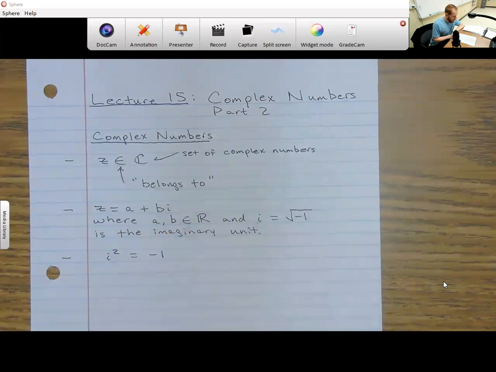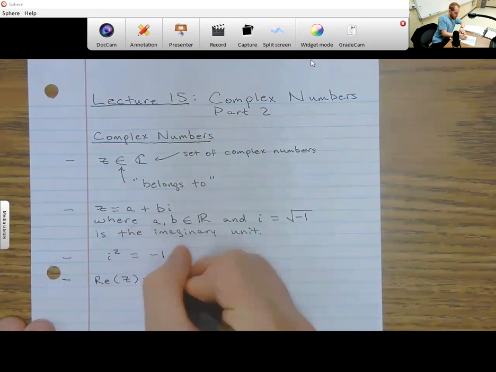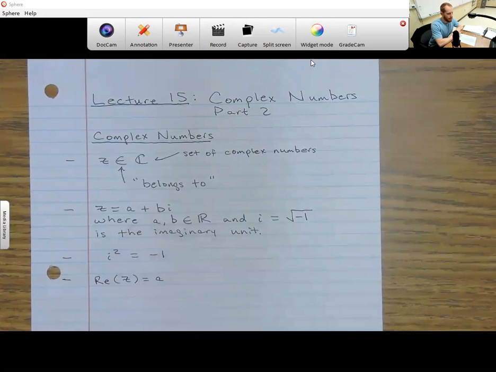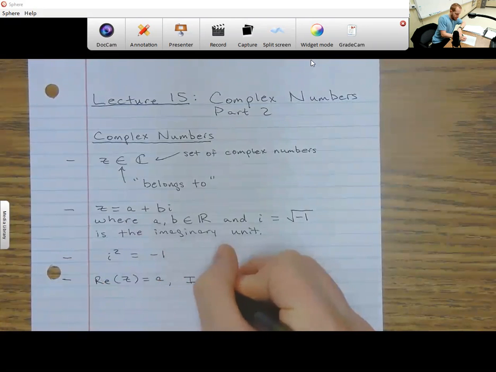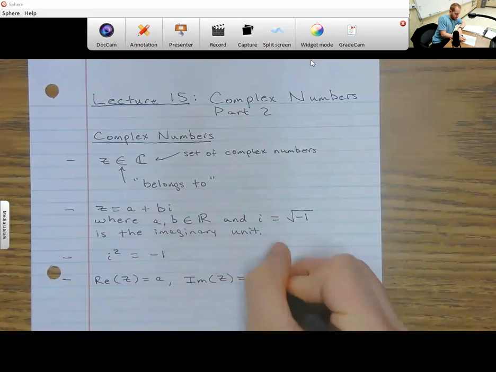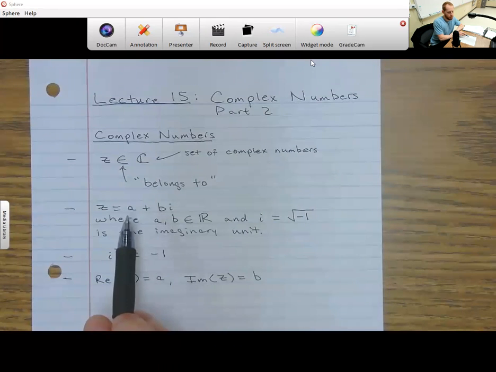Okay? Now, we also learned that complex numbers have a real part and an imaginary part. So let's talk about that a little bit now. All complex numbers have a real part and they have an imaginary part. So the way we say that is we say that the real part of z is a. So a is always going to be the real part. But then we can also say that the imaginary part of z is b. So b is going to be the imaginary part, while a is the real part. Okay?